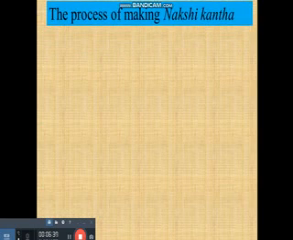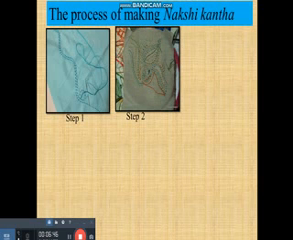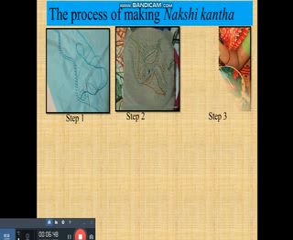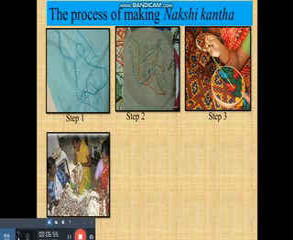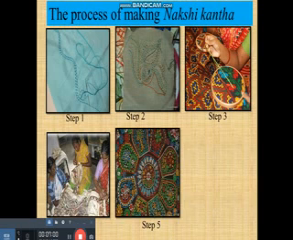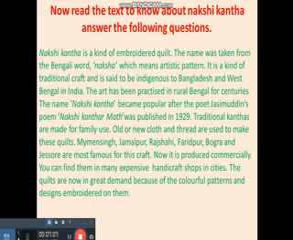Now, the process of making Nakshi Kantha. First step, we need some clothes, and then in the next steps we have to make it. Third step, it's making colorful designs, and then it is produced in a shop commercially to sell in the market. Now read the text to know about Nakshi Kantha and answer the following questions.